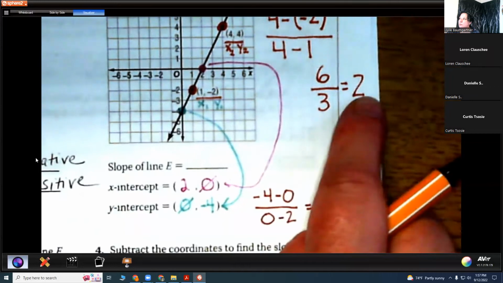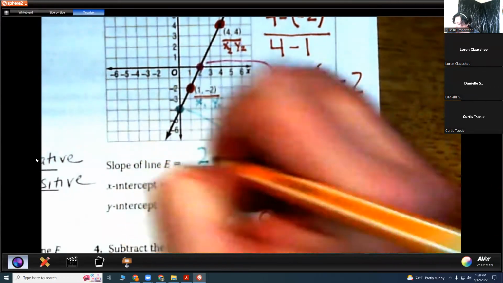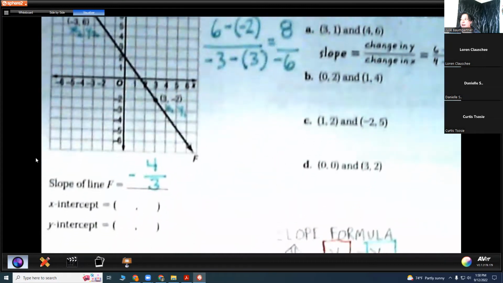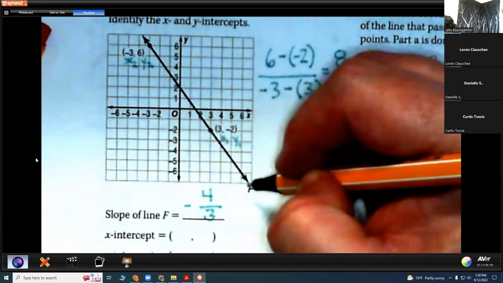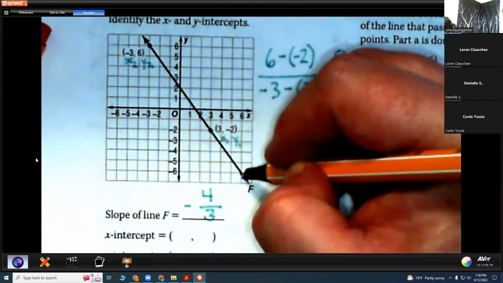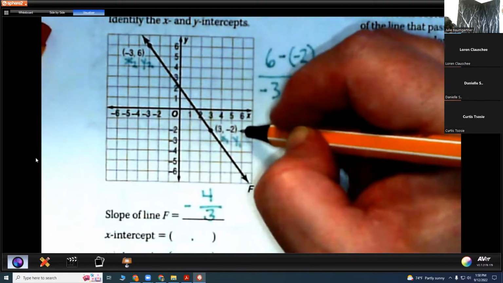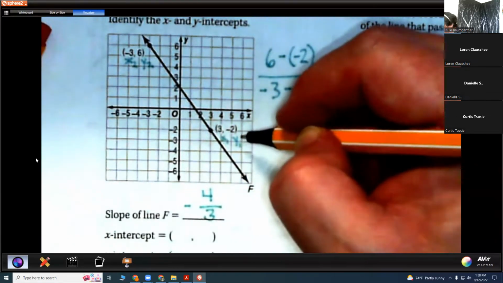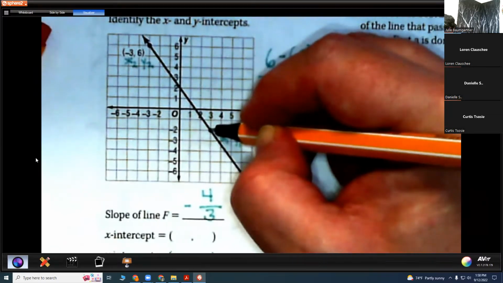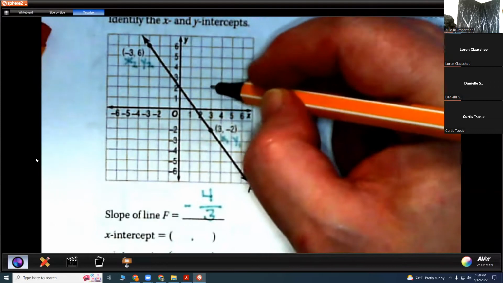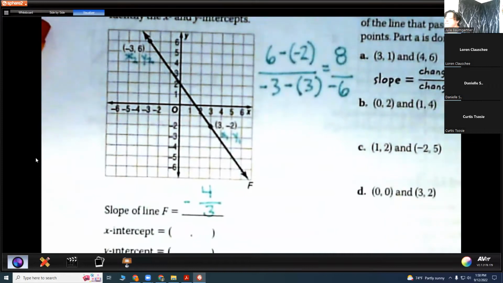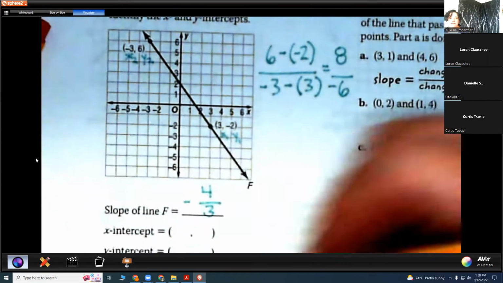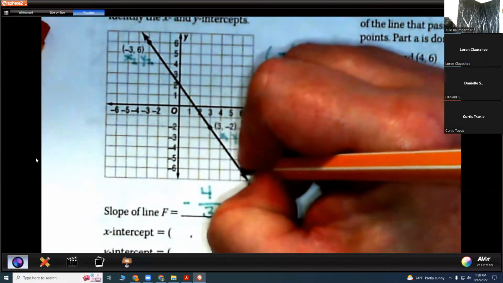If it doesn't divide evenly into a whole number, a lot of times our slope is going to be a fraction like this. And so remember that we're going to rise 4. So I go 1, 2, 3, 4, and it's negative 3, so I'm going to go to the right: 1, 2, 3. So you see how the slope works and how it follows the line.